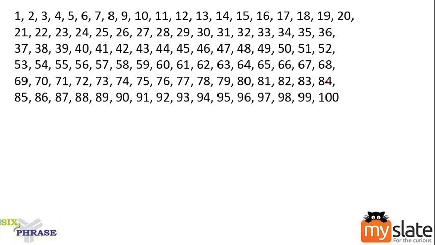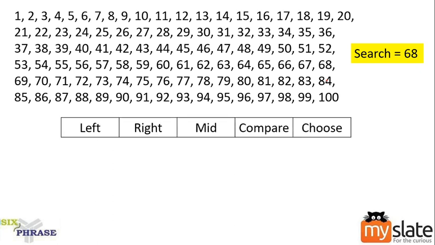Your search value is 68. I'm going to form a table to explain it, guys. Listen. Left, right, mid, compare, choose. What does this value mean? In your entire range, your leftmost value is 1. Your rightmost value is 100. Yes. So this is your left value.